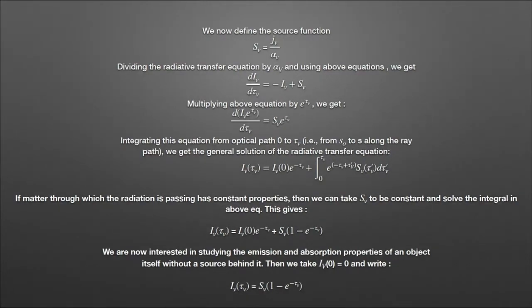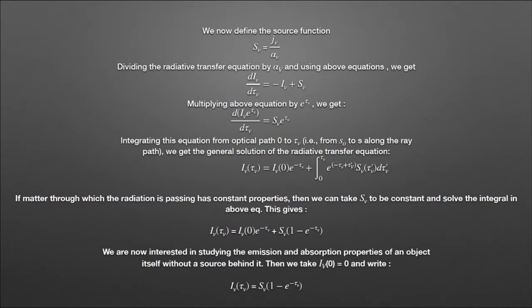If we multiply this equation by e raised to power tau v, what we get is d by d tau v of I v e raised to power tau v is equal to S v e raised to power tau v. So now integrating this equation from optical path 0 to tau v, that is from S0 to S along the ray path, we get the general solution of the radiative transfer equation, which is this. If the matter through which the radiation is passing has constant properties, then we can take S v, that is the source function, to be constant. The integral would become this.